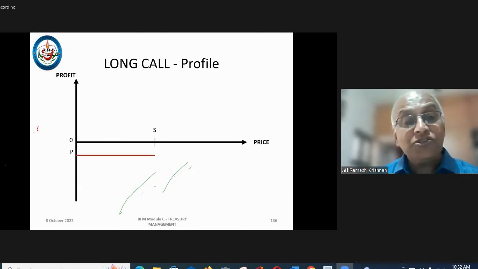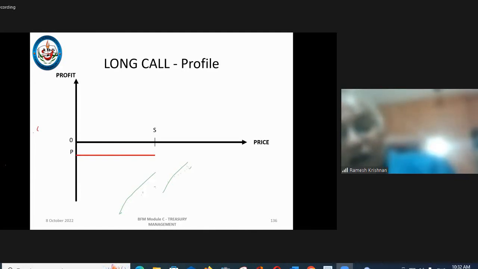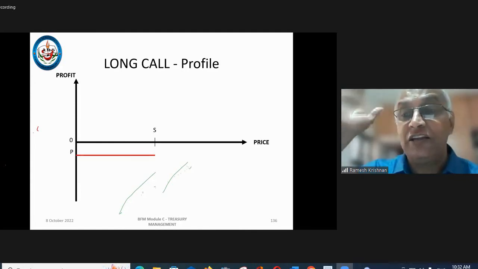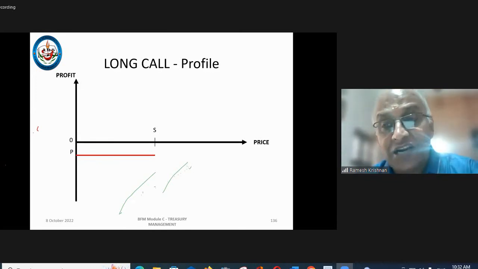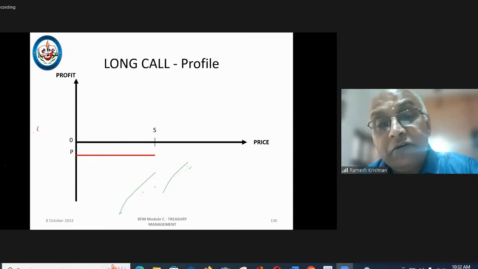Now, suppose OP is the premium. That distance is, say, 2 rupees, whatever that premium is. As long as the market, suppose 85 is the strike price, S is the strike price, 85. So the market is at 79, 78, or say 80. And as an export customer who is tendering the bill, will you ask for the option to be exercised at 85, or will you let it expire?